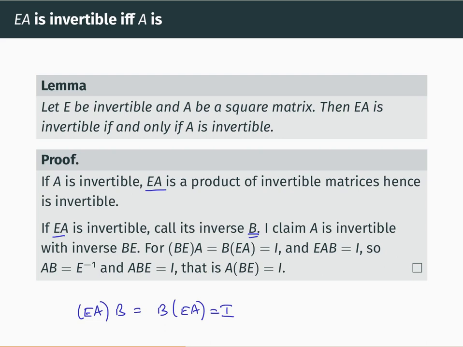And the reason for that is that we know B times EA is equal to the identity. So if we do BE times A, then by associativity I can re-bracket that as B times EA, and since B is the inverse of EA, this is the identity.